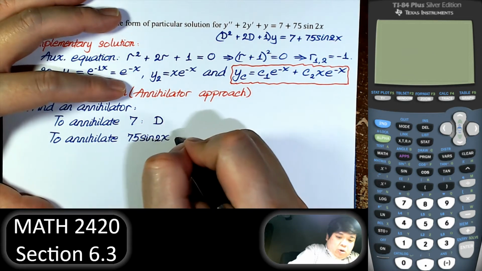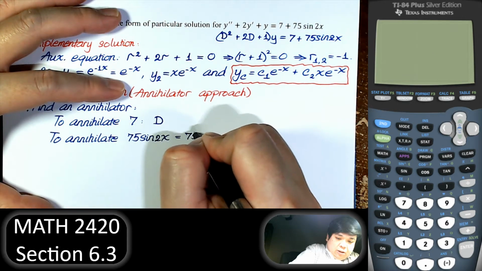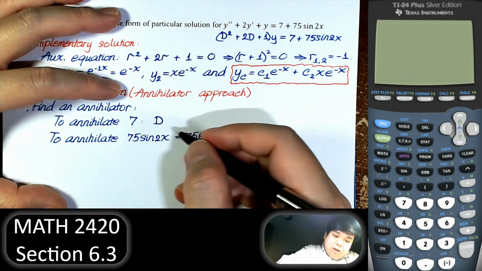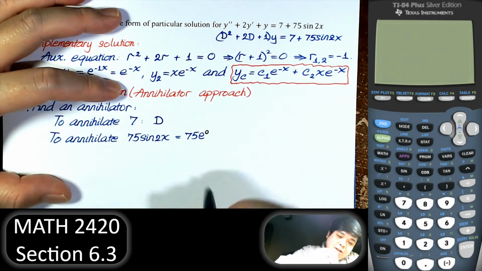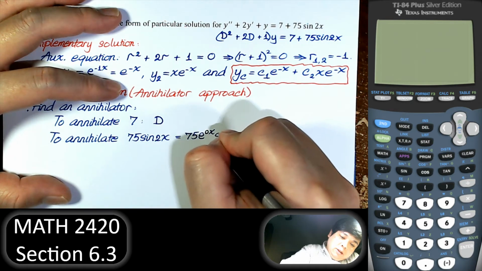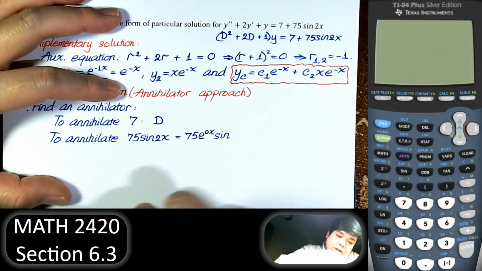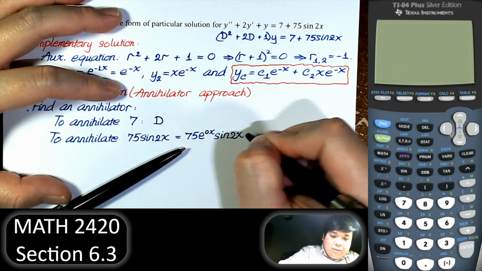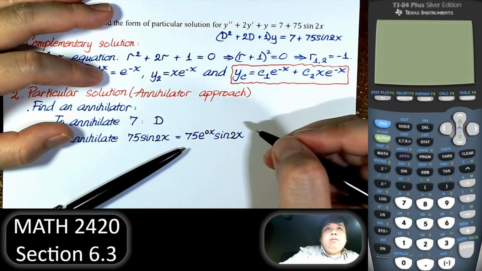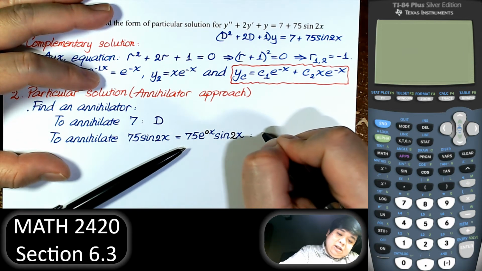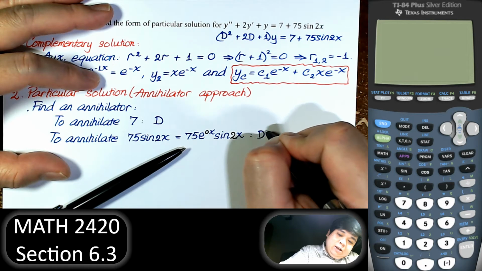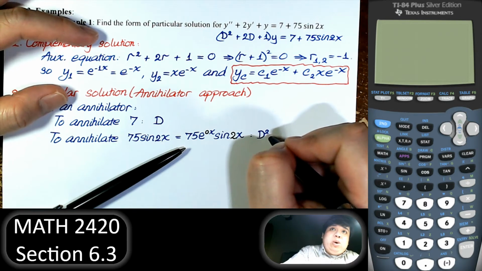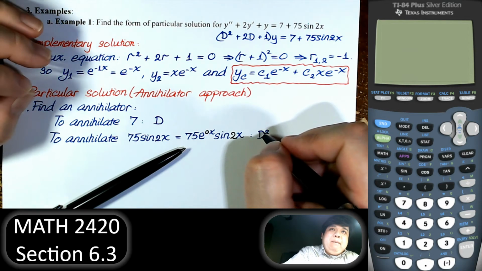if we want to rewrite this as 75 e to the 0x sine of 2x, then the annihilator is D squared minus 2 alpha D plus alpha squared plus beta squared. Right.